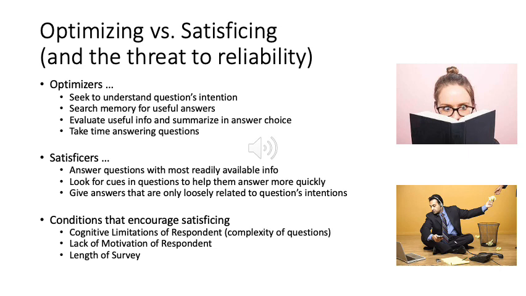They will answer questions with the most readily available info that pops into their brains. They'll look for cues or hints in questions that will help them answer more quickly without having to understand what the question really means. We'll talk about some of these biases that can come from the way we construct questions that can endanger reliability. And sometimes they give answers that are only loosely related to a question's intentions, partially because they have not read the question carefully enough. This is satisficing, and it is a danger to reliability. After all, what if all the answers are simply random?